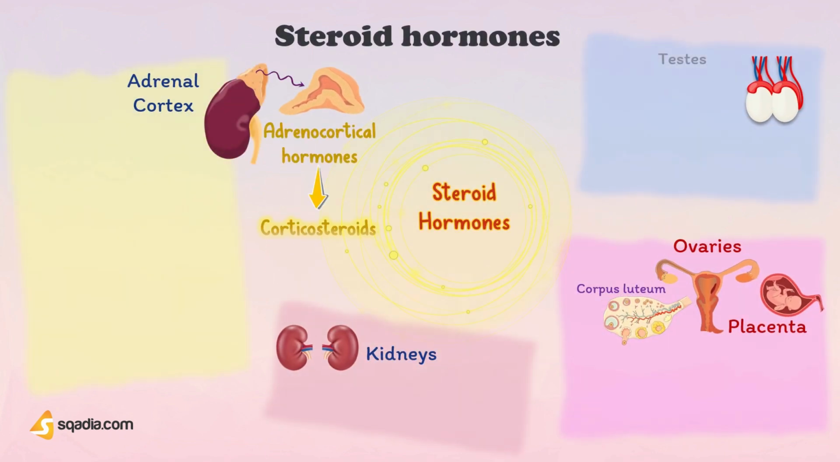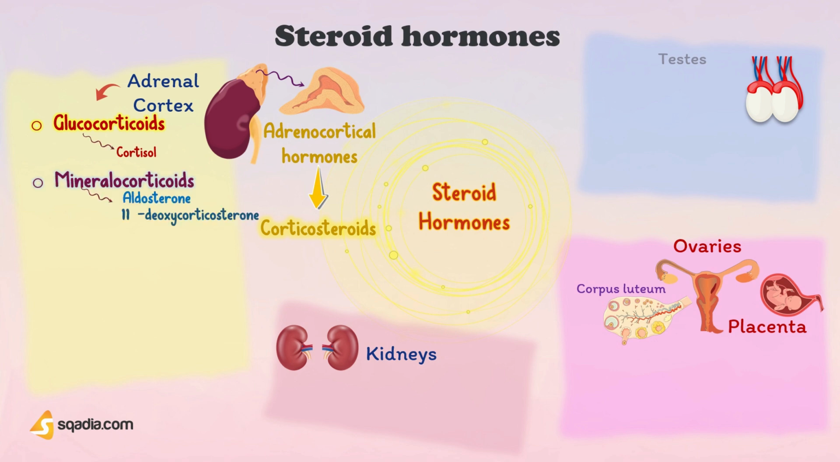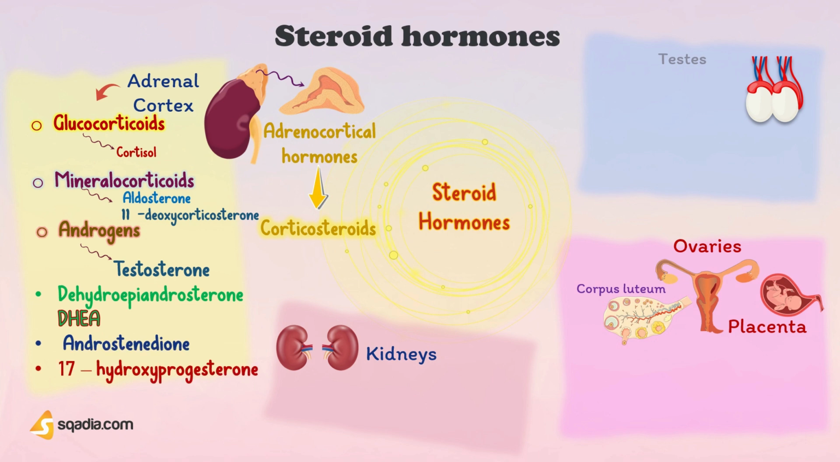Hormones released from the adrenal cortex are adrenocortical hormones that are steroids in nature, hence the name corticosteroids. It releases glucocorticoids, principally cortisol in humans. Mineralocorticoids include aldosterone and 11-deoxycorticosterone, and androgens are testosterone-like hormones such as dehydroepiandrosterone and androstenedione, and 17-hydroxyprogesterone. Now, gonadal hormones are steroids.